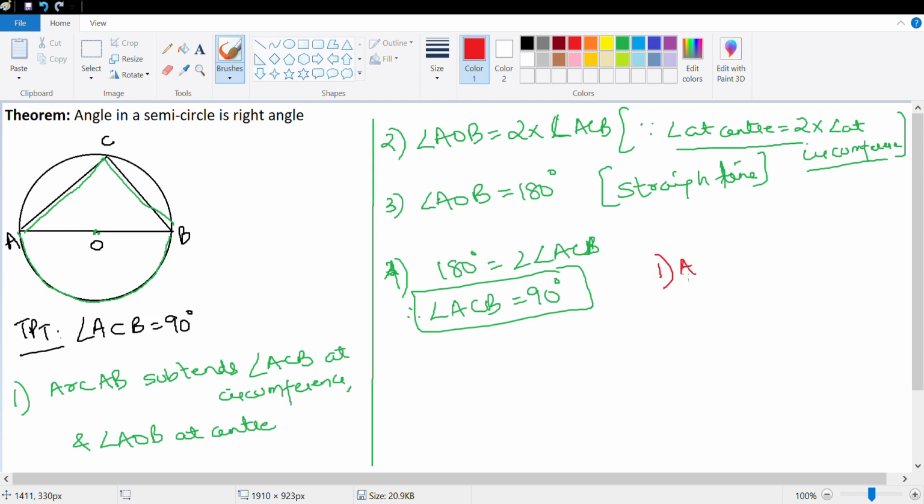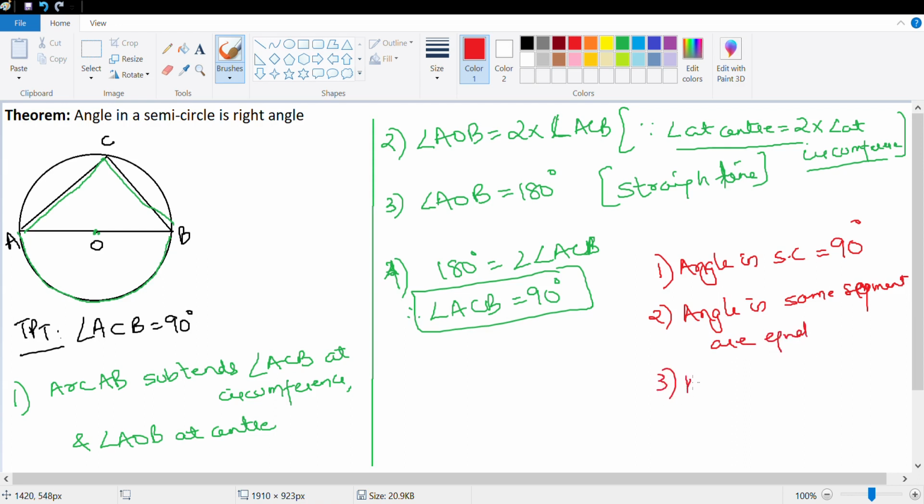So by now we've done 3 things. 1, angle in a semicircle is equal to 90 degrees. Next, angles in the same segment are equal. And the third, angle at center is equal to 2 times angle at circumference. So 3 new properties that we've done now. Good. Let's look at the next one.